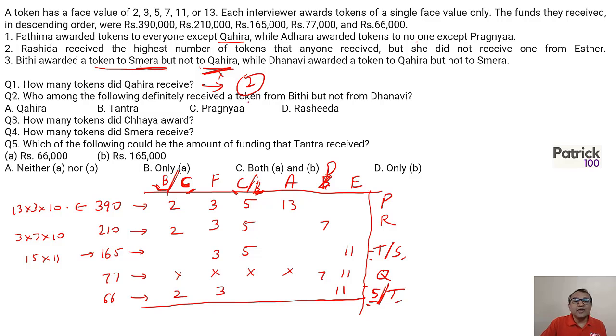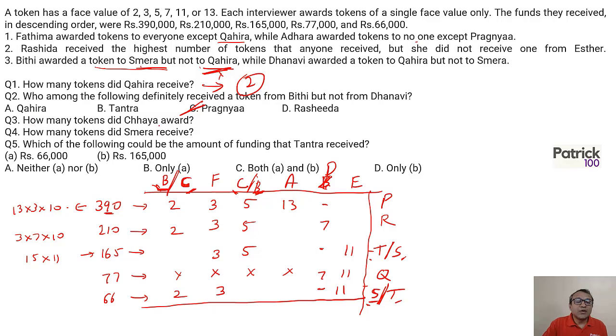Who among the following definitely received a token from B but not from D? Did not receive from D is basically T, S, but definitely received from B will be 390, which is Pragya. Pragya definitely received from B in both cases, but did not receive from D. So P is the answer.